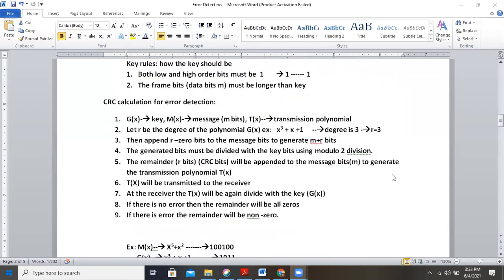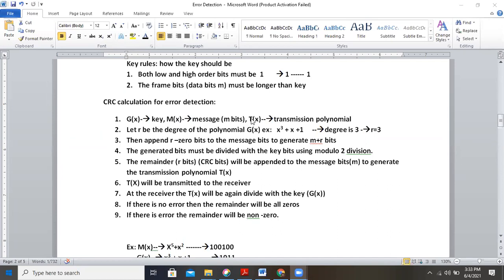Then coming to the calculation and error detection, how are you going to perform the error detection? I am taking G of x, the generator polynomial, as the key, and M of x, that is the message.